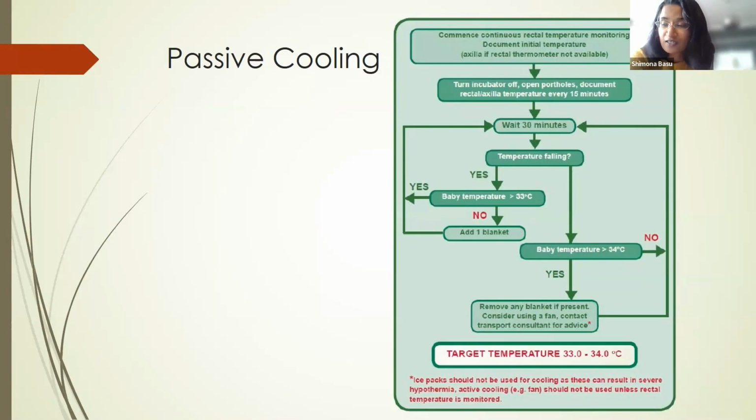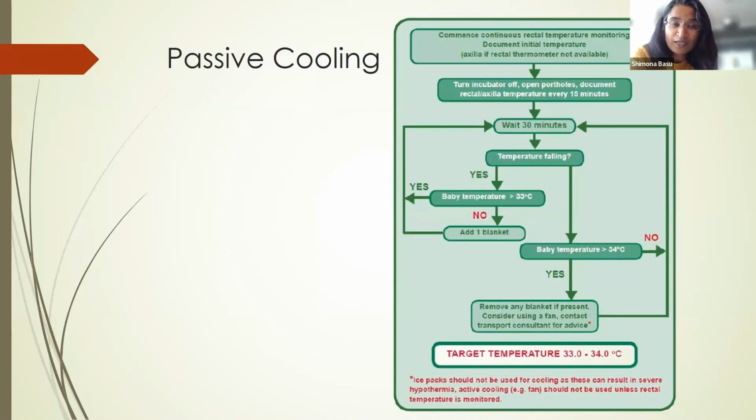From a practical point of view, it may be as simple as switching off the heater on a resuscitaire. If they're in an incubator, switching the incubator off, opening up the portholes. But the temperature can dip very quickly, so it is really important to keep an eye on that temperature. And it may be that you need to put blankets on, remove blankets to help keep that temperature within the target range. We don't use ice packs because of the risk of causing severe hypothermia.